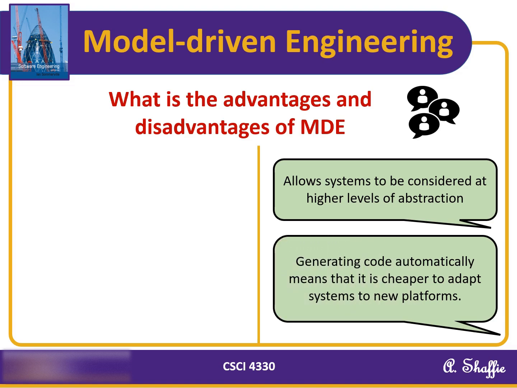Another advantage is that generating code automatically can make it cheaper to adapt a system to new platforms. Imagine having an app built for Android that you need to make available for iOS. With MDE, code generation from models helps you quickly adapt the system for a new platform without having to rewrite it from scratch. Because I have the same model.